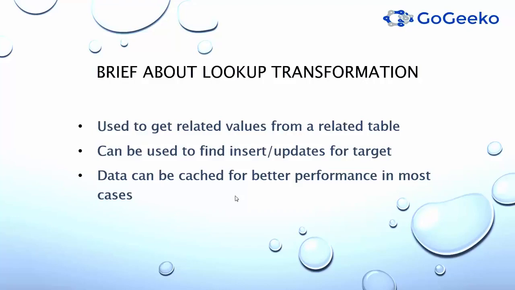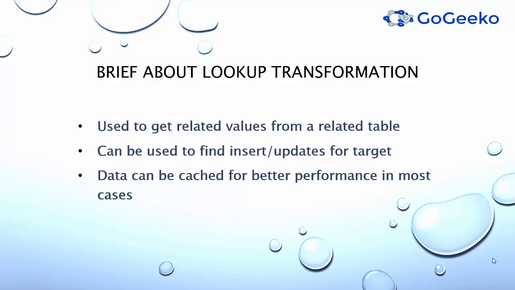Also, in lookup transformation, you can cache the data, which means when a source row comes, it can directly match on the cached data versus going to the database or to the actual file. So in most cases, it can give you better performance, but in some cases, it can be a bottleneck as well. Also, lookup transformation can be used on flat files or on database tables.